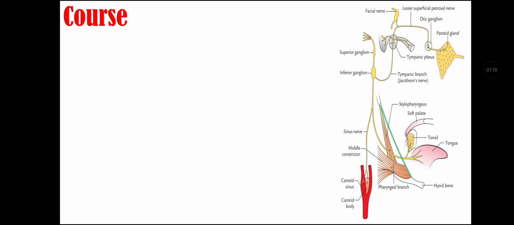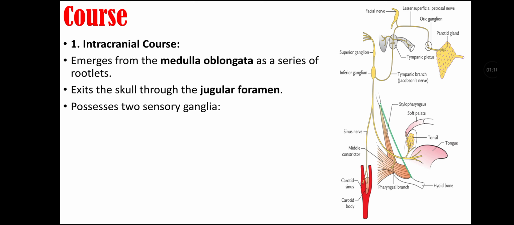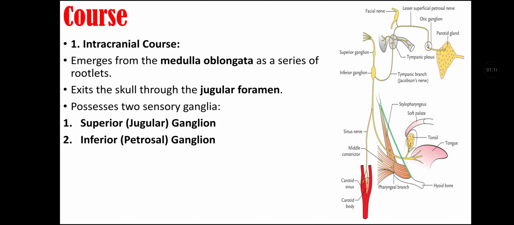Course of glossopharyngeal nerve. First, it has intracranial course that starts when it emerges from medulla oblongata as a series of rootlets. Then it exits the skull through the jugular foramen, and it possesses two sensory ganglia that include superior ganglia or jugular ganglia and inferior ganglia or petrosal ganglia.